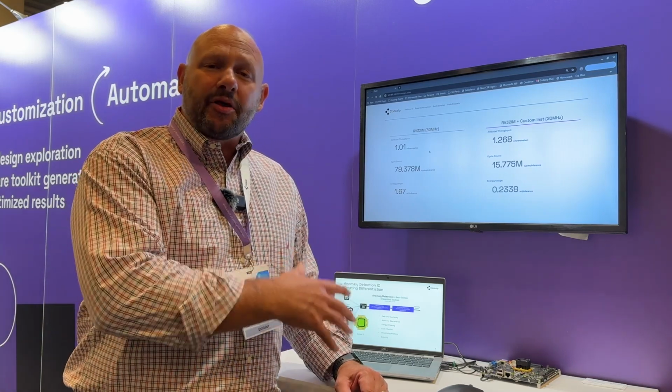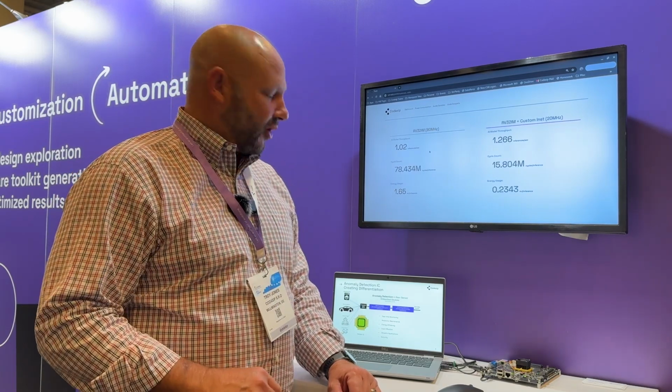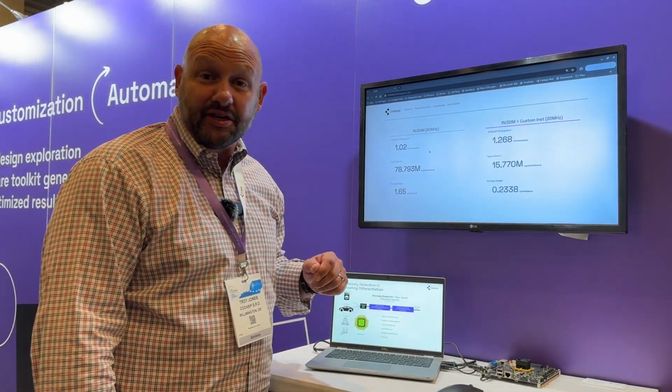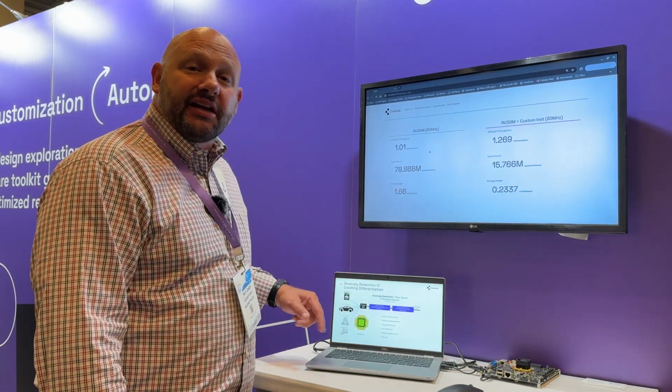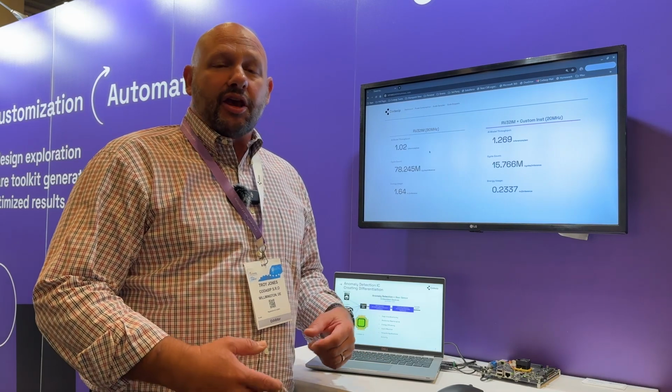So the demo that we have running here real quick is actually an AI inference, and let me talk to you about some of the details here to frame it. Basically what we're emulating, actually running in an FPGA, is collected sensor data from, let's say, an industrial system or an automotive system.